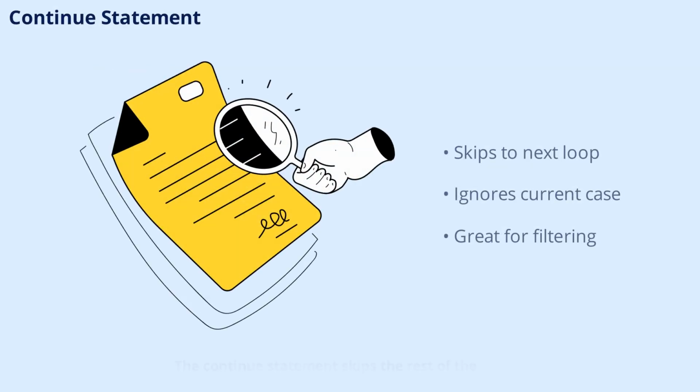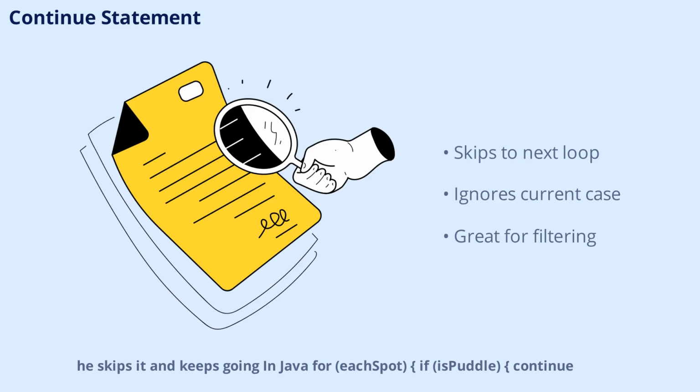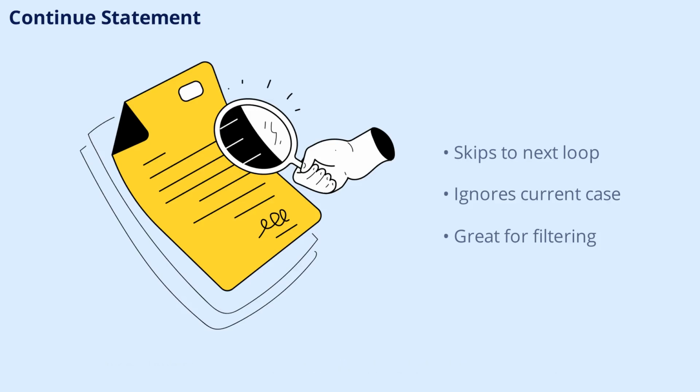The continue statement skips the rest of the current loop and jumps to the next round. Imagine Cody the cat jumping over puddles. If Cody sees a puddle, he skips it and keeps going. In Java: for each spot, if is puddle, continue; jump. The continue statement is perfect for skipping specific cases in a loop.